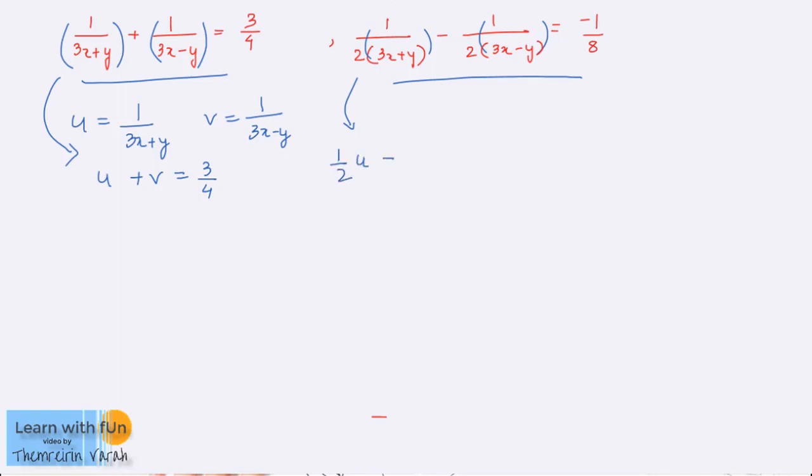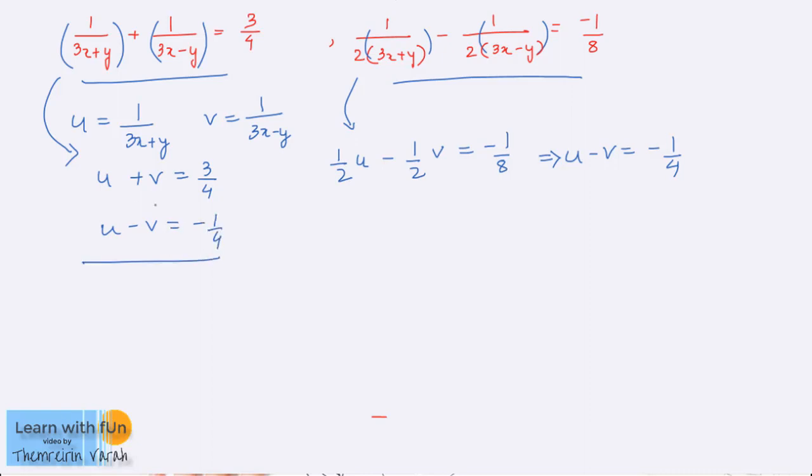1 by 2 u minus 1 by 2 v is equal to minus 1 by 8. Our second equation we further reduce by multiplying both sides by 2. We get u minus v is equal to minus 1 by 4. The reduced equations are u plus v is equal to 3 by 4 and u minus v is equal to minus 1 by 4.